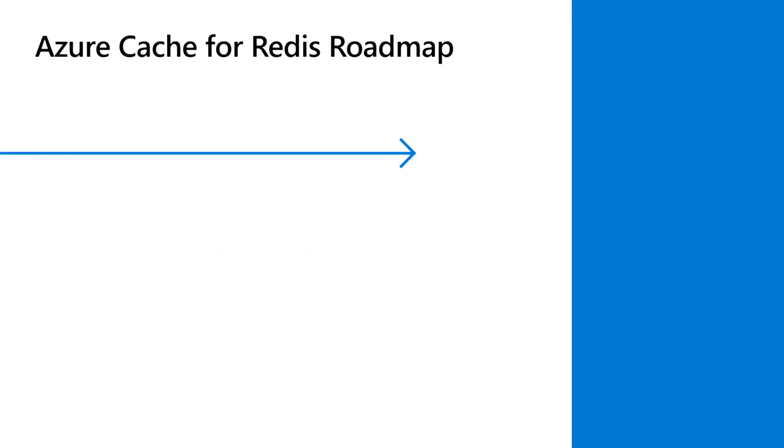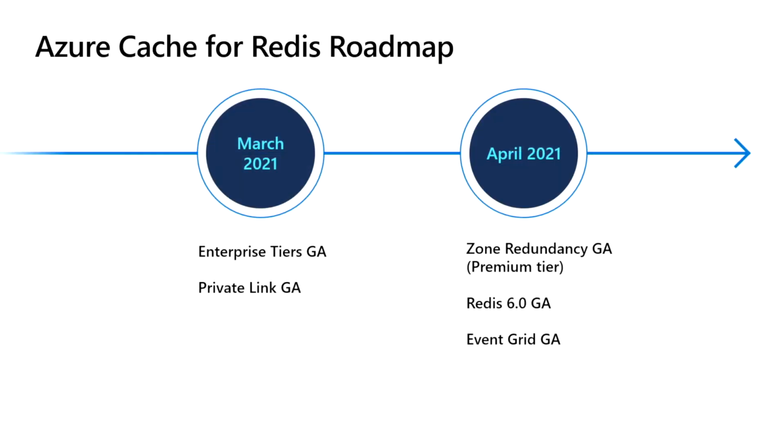As I mentioned earlier, we are announcing the general availability of the enterprise tiers today for Azure Cache for Redis. Later this month, we will announce the general availability of private links. And next month, you can expect us to announce zone redundancy, Redis 6.0, and event grid general availability. With that, I'm going to ask Gal Levy to join me via Teams to talk about Cosmos DB and its new features.